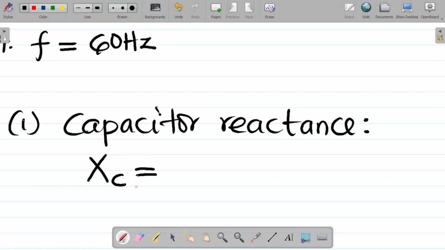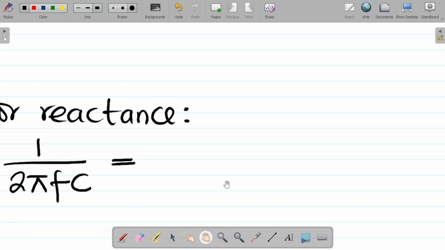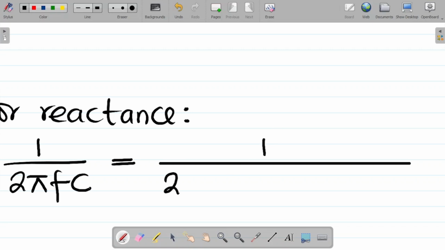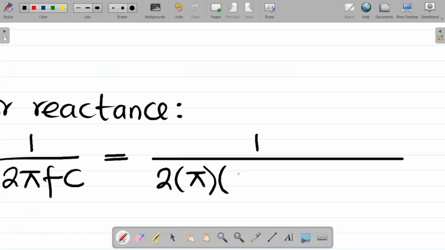Just as we said in our previous class, the formula for the capacitor reactance is 1 all over 2 pi f C. This is the formula to calculate the capacitor reactance. If I bring in values, this will be equal to 1 all over 2 times pi. You can punch pi with a calculator, or you can simply punch 22 over 7. F, what's the value of F? The frequency there is 60.